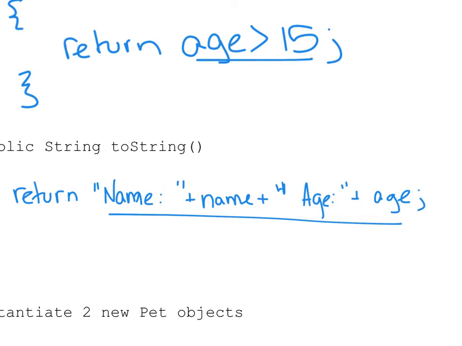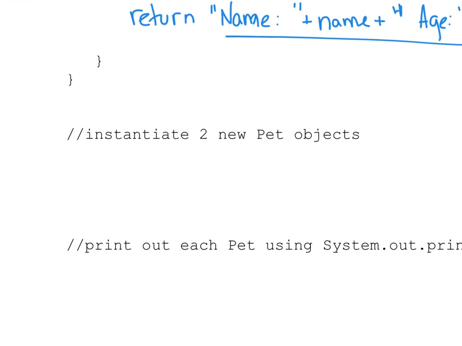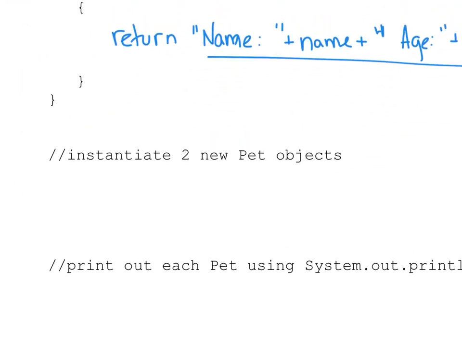Just to keep you on track, make sure you understand how to use classes, because if you don't know how to use classes, you won't know how to use array lists of those objects using the classes. So, instantiate two new pet objects. A few things you have to remember. The name of it is a pet.